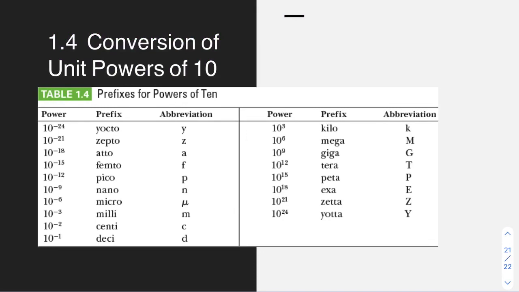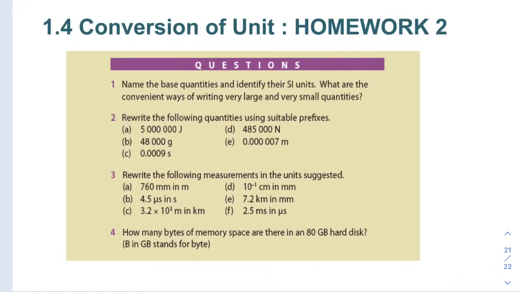And here is a table for conversion of unit powers of 10. Prefixes in simple terms. The one that you are used to is kilo, right? Mega, giga, tera. There is exa, zeta, yota. And then if it is a negative power, deci, centi, milli are common. You are now going to use micro, nano, pico, femto, atto, zepto, yocto.